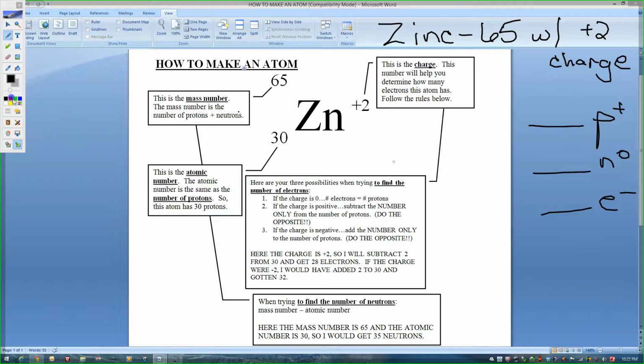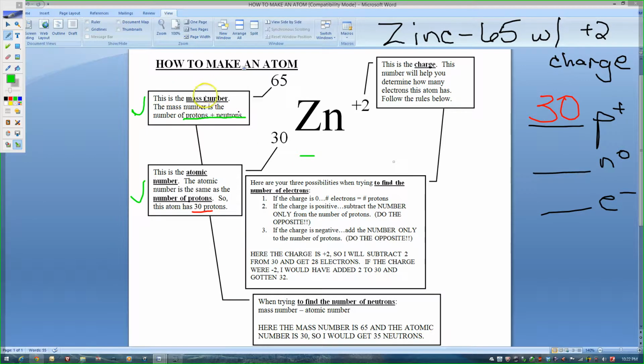So, if we want to know how many protons this has, right there's the answer. It's 30 because that's a 30. Protons is the atomic number. They're one and the same. The next part is we want to figure out neutrons. Well, neutrons are a combination of this number and this number. Well, this is telling you protons and neutrons.